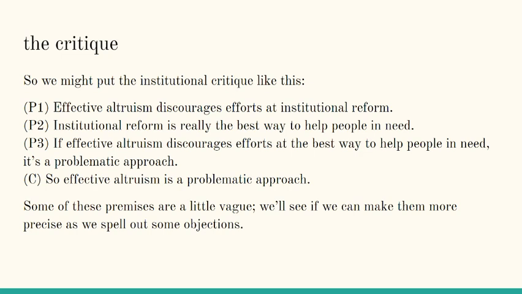So it's problematic. Now, some of these premises are a little bit vague, maybe. I mean, what exactly does it mean to say that it's problematic? Does it mean we shouldn't try to do the most good? Does it mean maybe the principle of effective altruism is right, but the way that effective altruists, that people like Singer, have gone about it is not quite right? Well, maybe we can make it a little bit more precise as we spell out some possible objections that one might have, right?